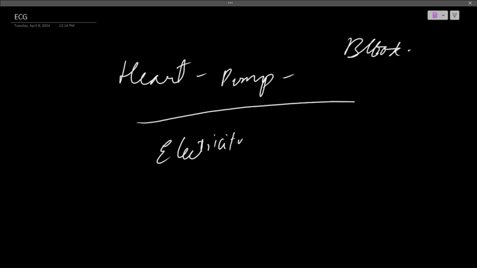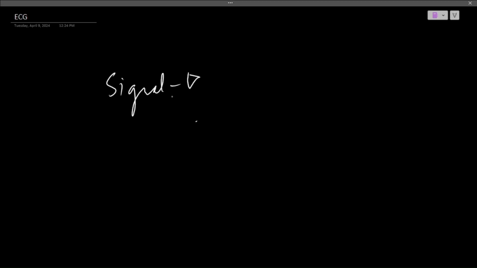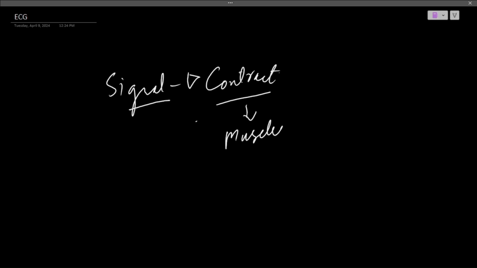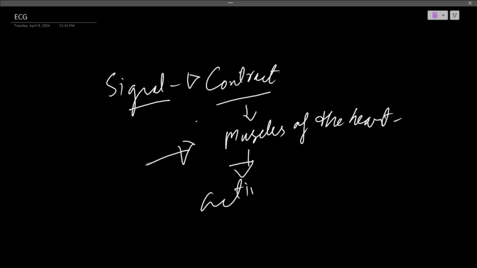Electricity. So this signal tells the heart to contract. What contracts is the muscles of the heart. After these muscles have been activated, they need to go through something where they can be activated again, because you would want your heart to keep beating for longer.